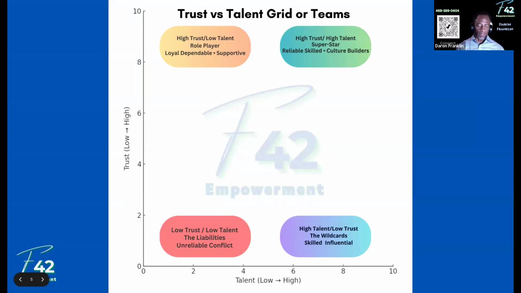But we all know that within an organization, we have multiple types of people. So my question is, where do you guys think we would place Kathy based off the description of her? Where would we place Kathy on this grid? Would she be a role player? Would she be closer to being a liability? Would she be close to being a superstar? Would she be close to being a wild card? You can type in the chat for me based off the categories that you see there, the titles. Where do you think we would place Kathy?